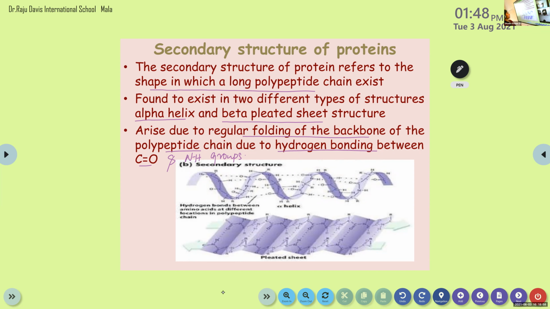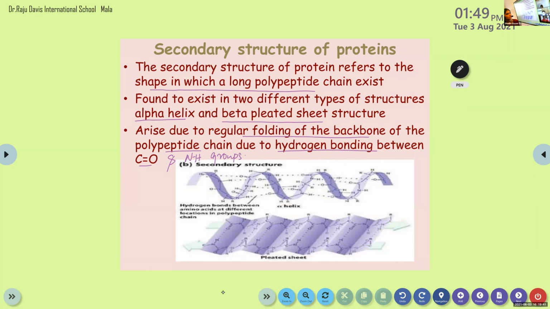Mehak, can you please read the points about secondary structure of proteins? The secondary structure of proteins refers to the shape in which the long polypeptide chain exists. Found to exist in two different types of structures, alpha helix and beta pleated sheet structure. That is due to regular folding of the backbone of the polypeptide chain due to hydrogen bonding between CO and NH groups. Yes, carbonyl groups and amino groups. Finished?